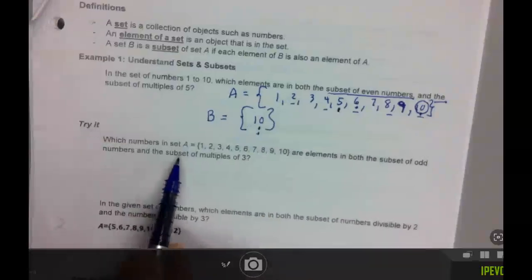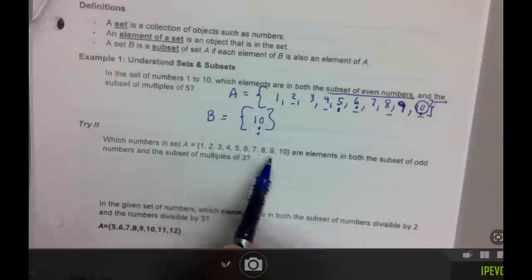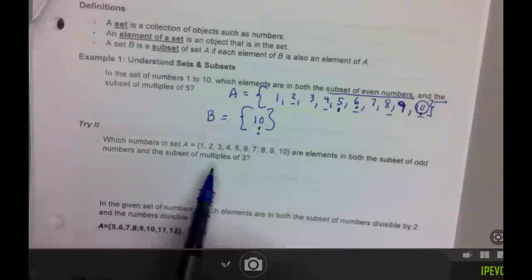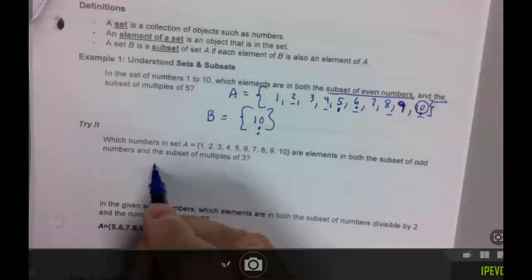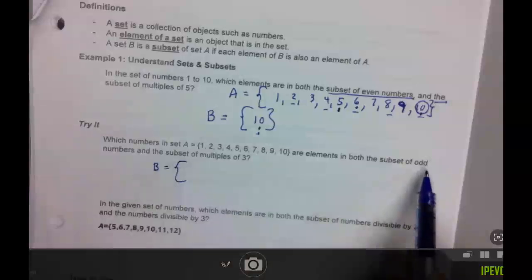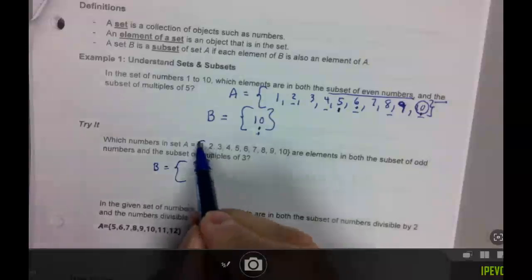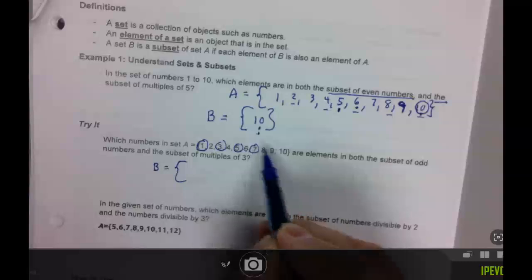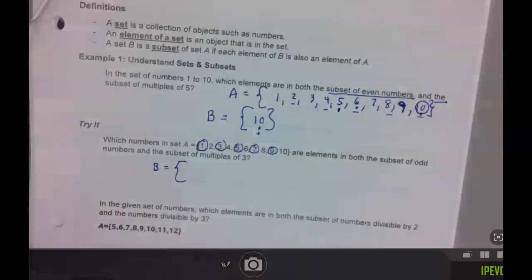Which numbers in set A, which are 1, 2, 3, 4, 5, 6, 7, 8, 9, are elements in both the subset of odd numbers and the subset of multiples of 3? Okay, so let B be odd numbers. So these are the odd numbers, correct? 1, 3, 5, 7, and 9, correct?